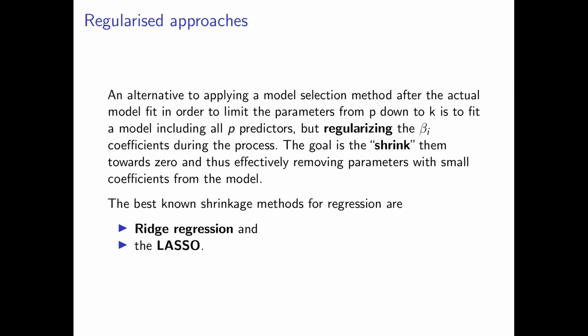So in the end, we wish to shrink all the coefficients of all parameters which are not relevant, basically to zero or close enough to zero in order to remove them from our model and only keep the parameters, the explanatory variables, which are actually important. And the two most well-known methods for shrinkage are ridge regression and lasso.